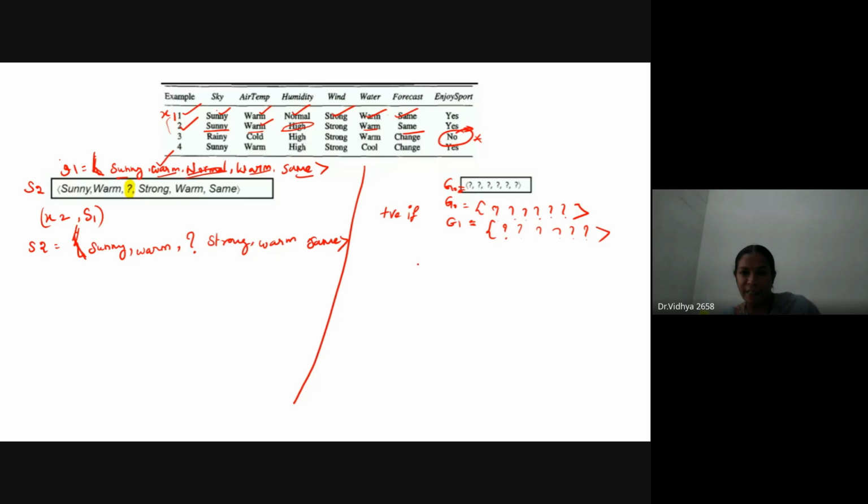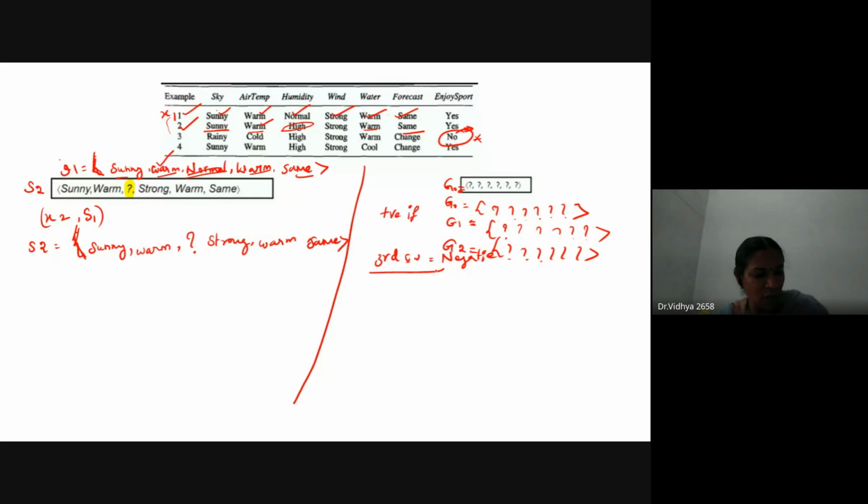Then we move to the third instance. The third instance obviously consists of negative values, so it returns the negative instance. So up to G2, we write the general hypothesis as it is.